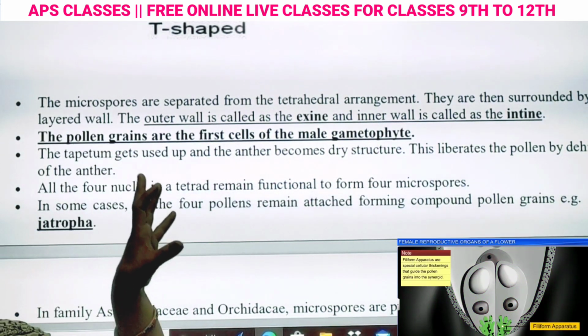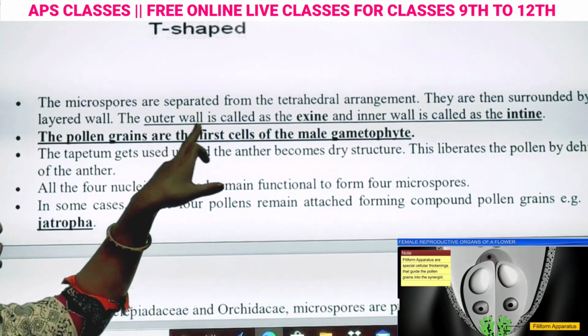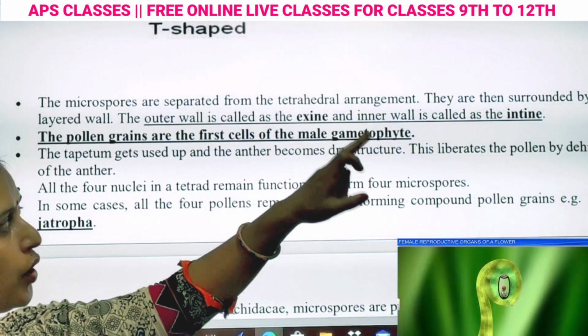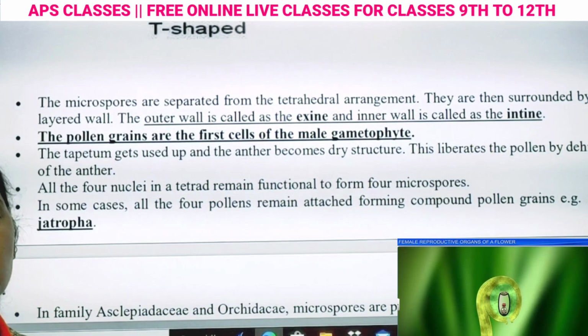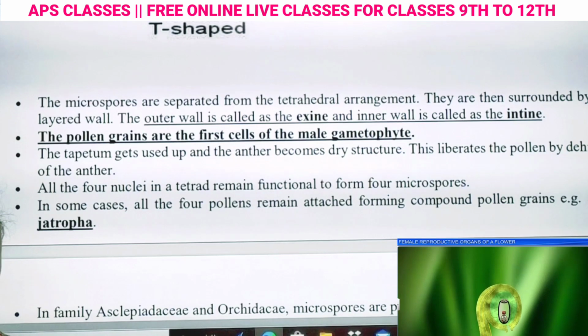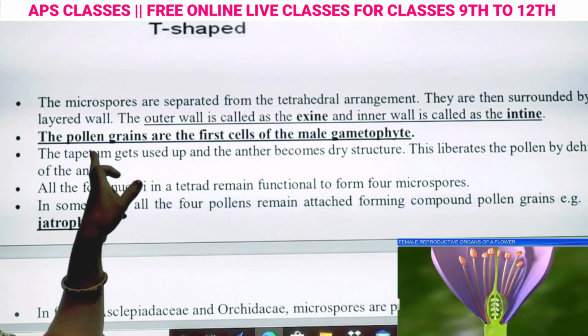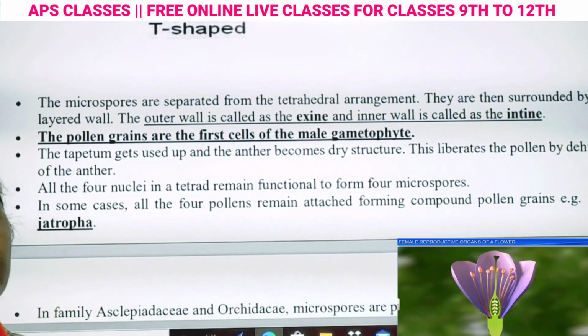उसके बाद उसको surround किया जाएगा 2 layered wall के साथ. Outer wall जो भी है उसको हम exine बोलेंगे, और जो inner layer होगी उसको हम क्या बोलेंगे, intine. अंदर वाली layer होगी that is known as intine, and जो outermost layer होगी that is known as exine. Pollen grains are the first cells of the male gametophyte.